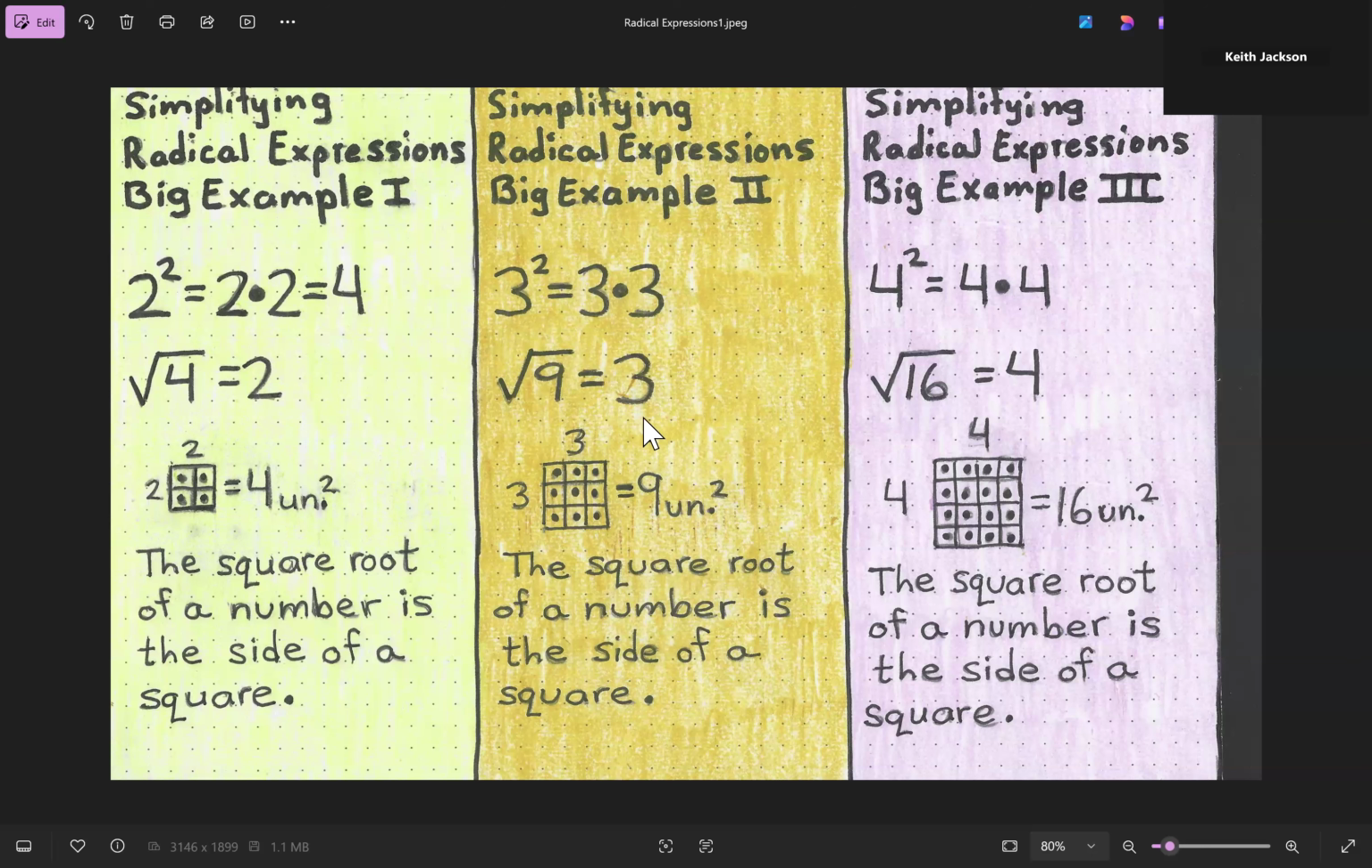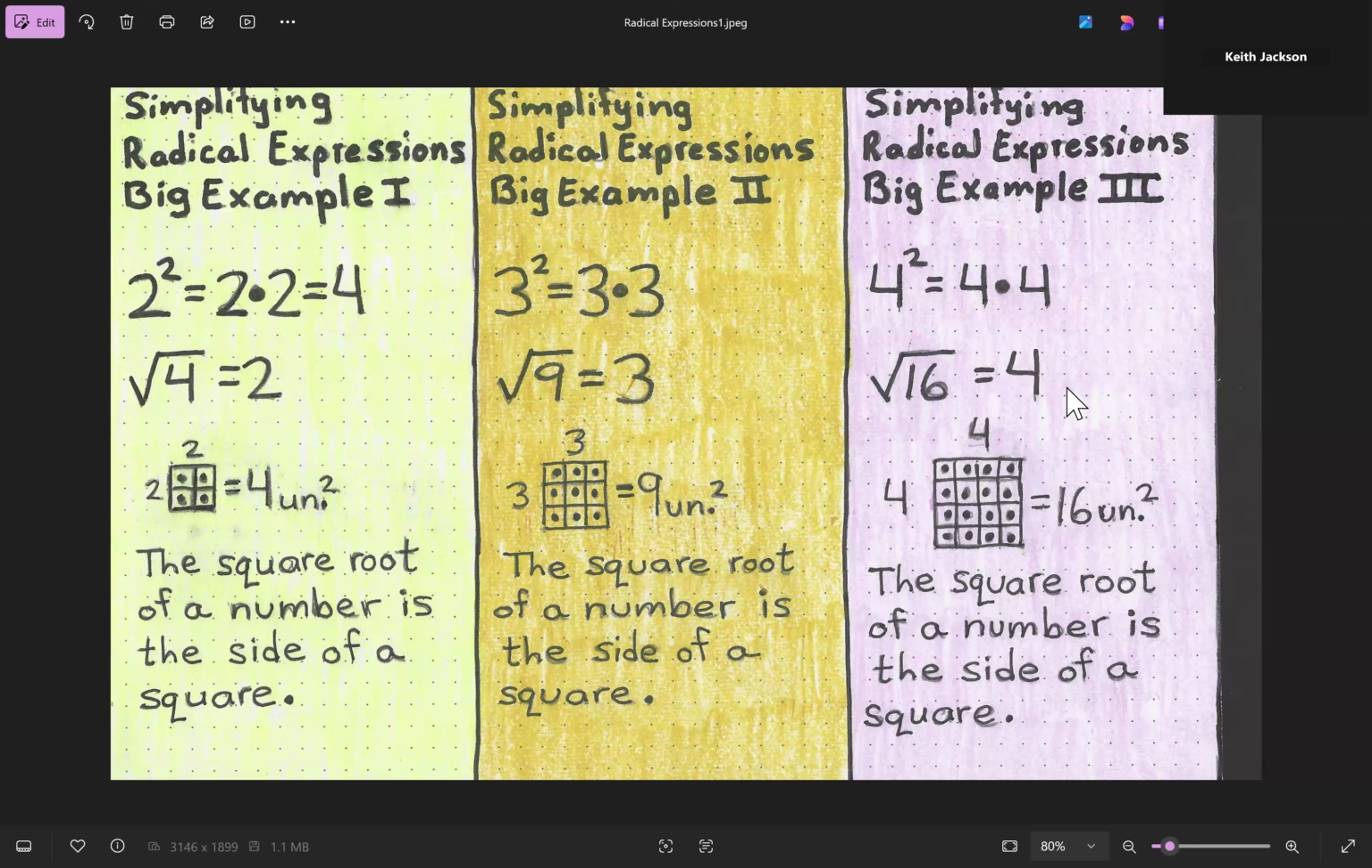Now let's move on to the second big example, in which we had 3 squared, and we know that 3 squared is equal to 3 times 3, and 3 times 3 is equal to 9. And so let's take the square root of 9. We know that the square root of 9 is equal to 3 because on this square right here, as you see, a 3 by 3 square, we have 9 squared units. And so we know that the square root of 9 is the number that is on the side of that square. So the square root of 9 is 3.